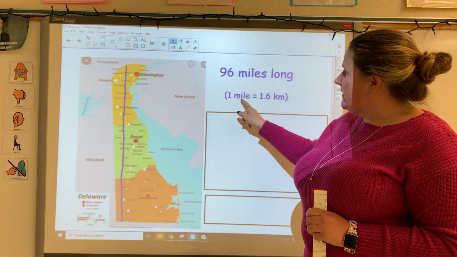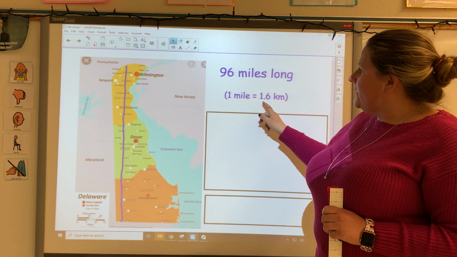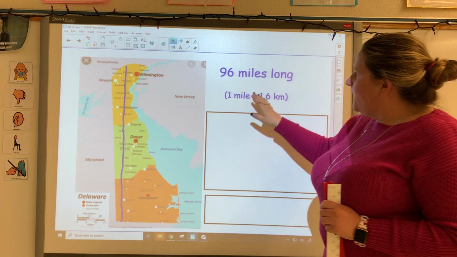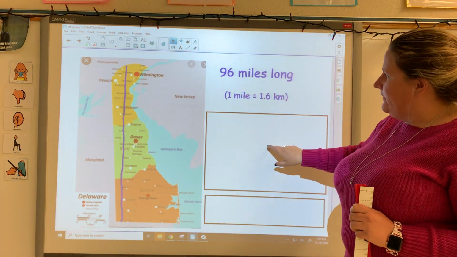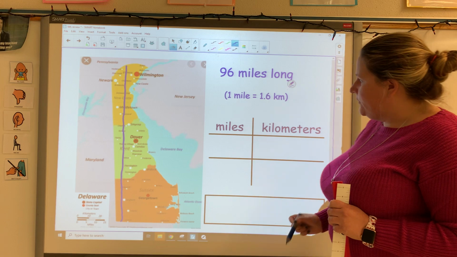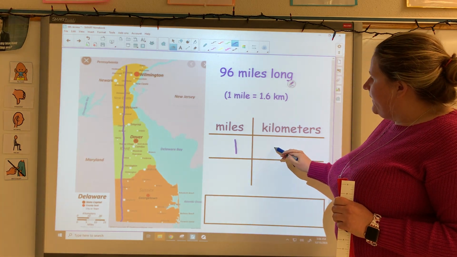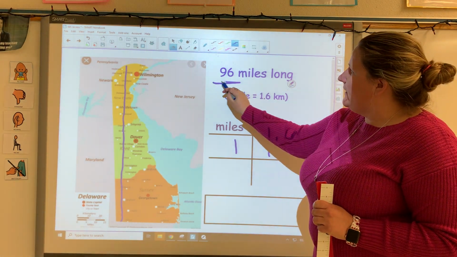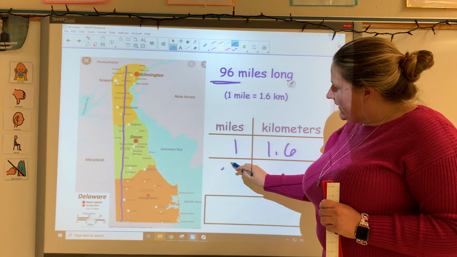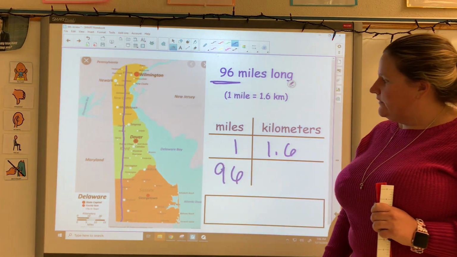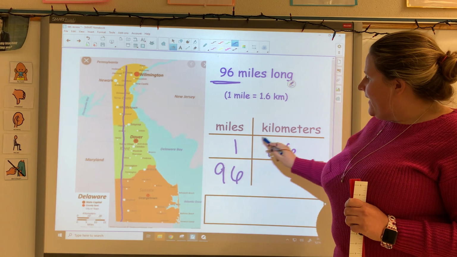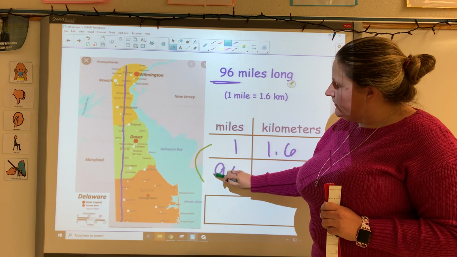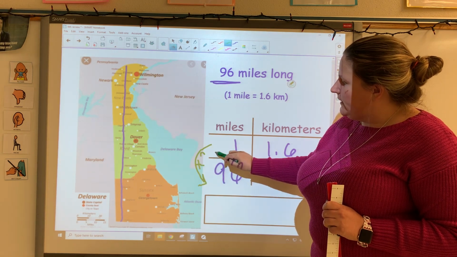So I can tell from this that 1 mile is bigger than 1 kilometer, because it takes more than 1 kilometer to cover the same distance. But if I want to take my 96 miles and turn it into kilometers, I can use a ratio table. So I know that 1 mile is equal to 1.6 kilometers. And I want to turn my miles into kilometers. So I'm going to put my miles underneath my miles column, and I'm going to do some multiplying here. Remember, I'm going from 1 to 96, so here I am multiplying by 96.